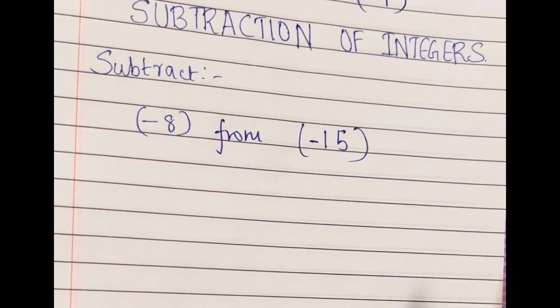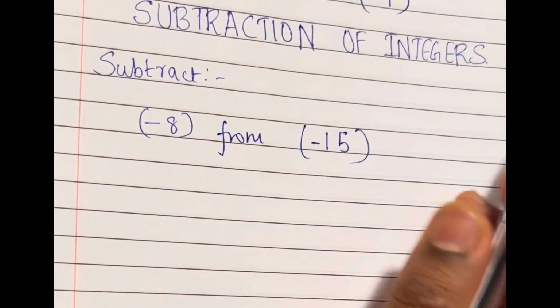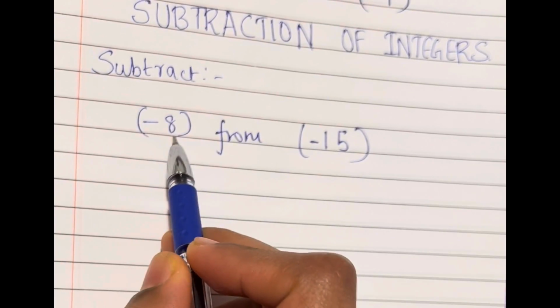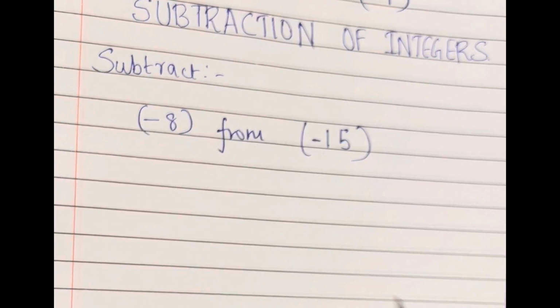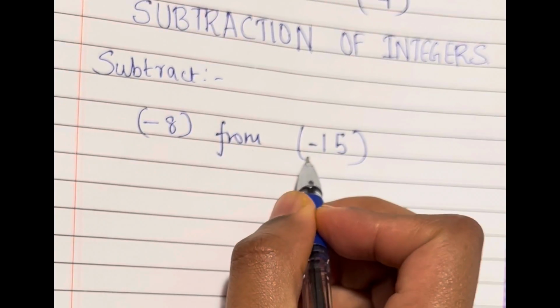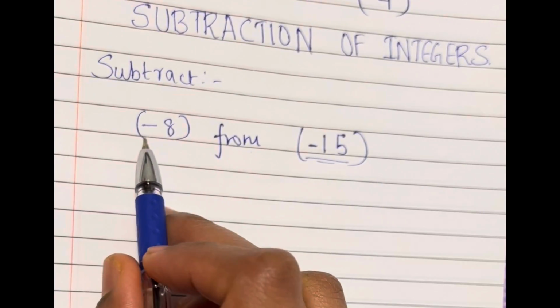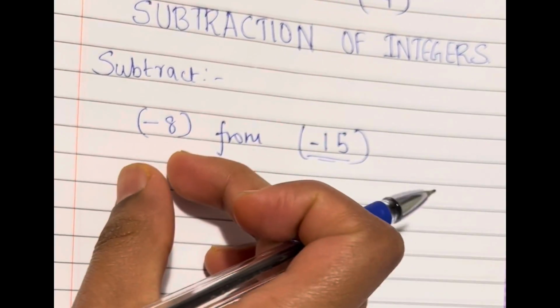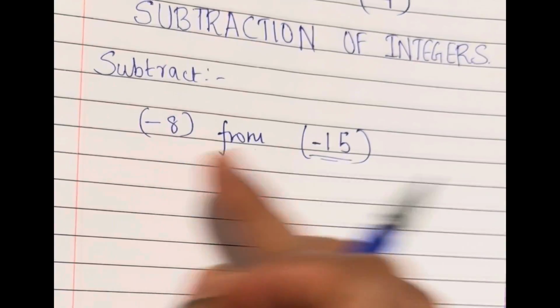Okay, so in today's topic we're going to study subtraction of integers. The question is: subtract minus 8 from minus 15. In subtraction, usually we write the second term first, right? Because we have to subtract minus 8 from minus 15. So from this minus 15 we have to subtract minus 8. So first we'll write the second integer.